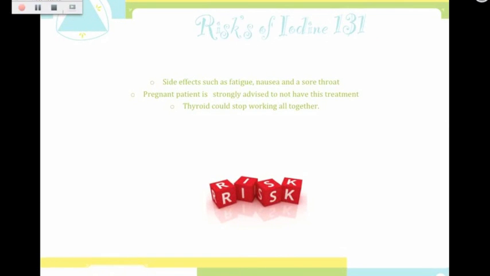With benefits, there are risks that come with the treatment. There could be side effects such as fatigue, nausea, and sore throat. If a patient is pregnant, they are strongly advised not to have this treatment as the radiation could harm the fetus. If a patient is having the treatment to treat overactive thyroid, then the patient's thyroid could stop working altogether.